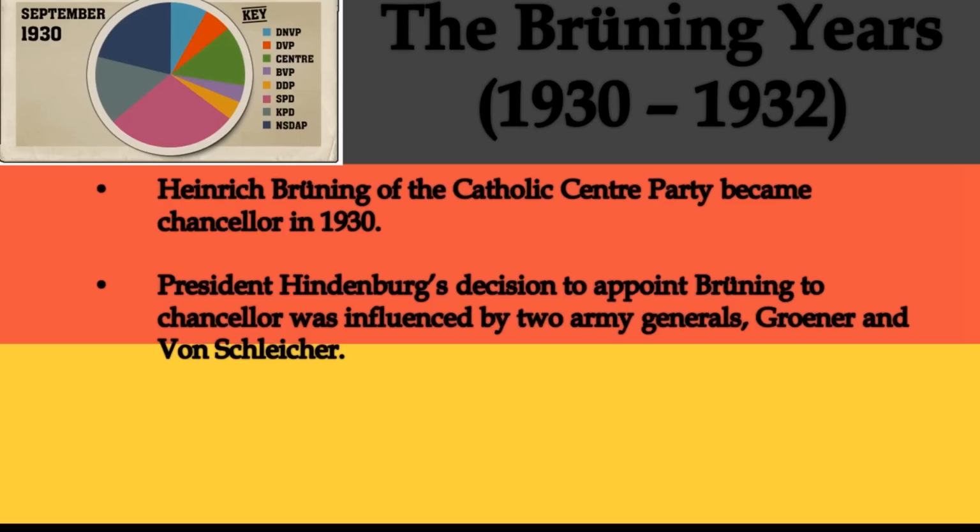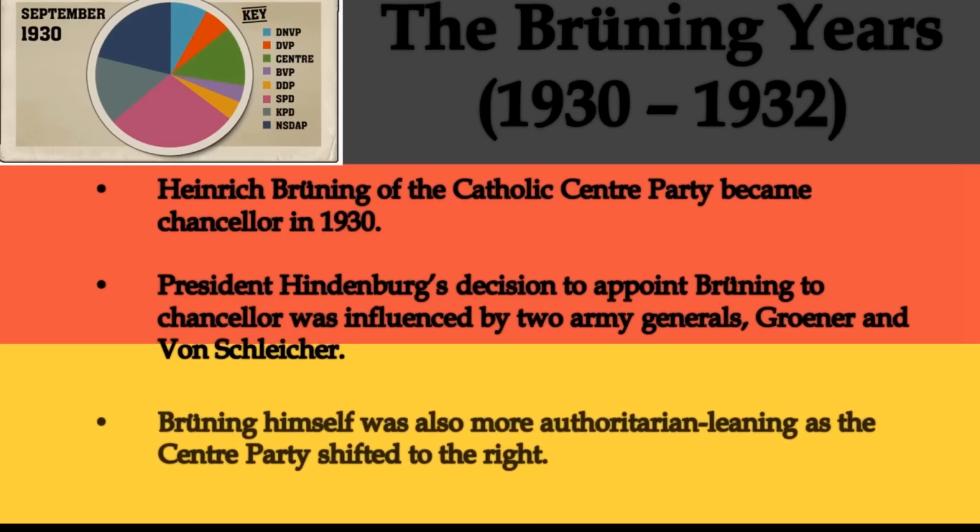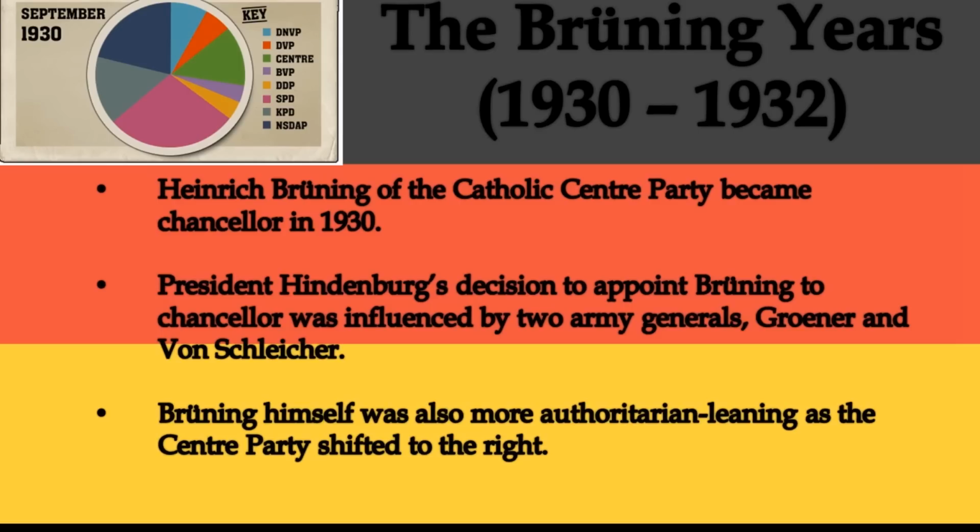And it's very important to note that these two were of the traditional anti-democratic authoritarian, or the Junker elite. And it's very telling that these are the people who are influencing President Hindenburg, who remember was also anti-democratic, an old Junker elite, an old military guy. So it's very telling that this is who is sort of in charge or is influencing the democracy at this stage. And Brüning himself was also authoritarian leaning, and the Centre Party, Zentrum in German, was the sort of central right Catholic party that Catholics in Germany voted for, and they were shifting to the right as well in politics.